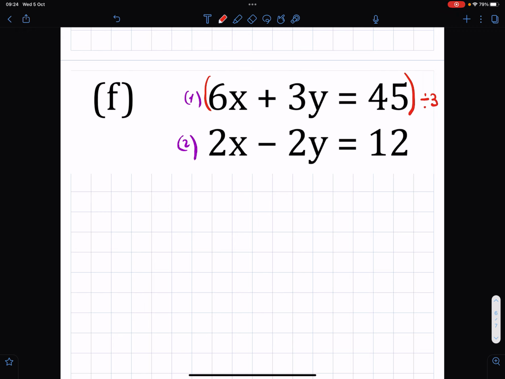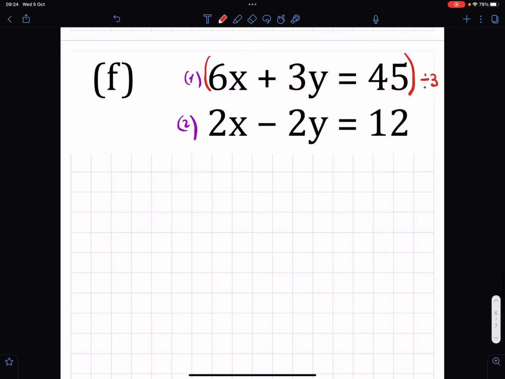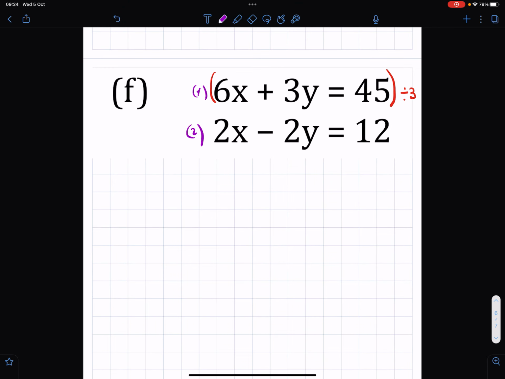I want you to know all the ways to solve this. Sometimes you need to divide because it's easy. Sometimes you need to multiply because it's useful. Okay? So if I divide the top one by 3, let's just write down the new equation first. On the top, the first equation would be 3x plus y equals what? 15. The bottom one will be 2x minus 2y equals 12. The bottom equation stays as it is. We're not doing anything with it, okay?